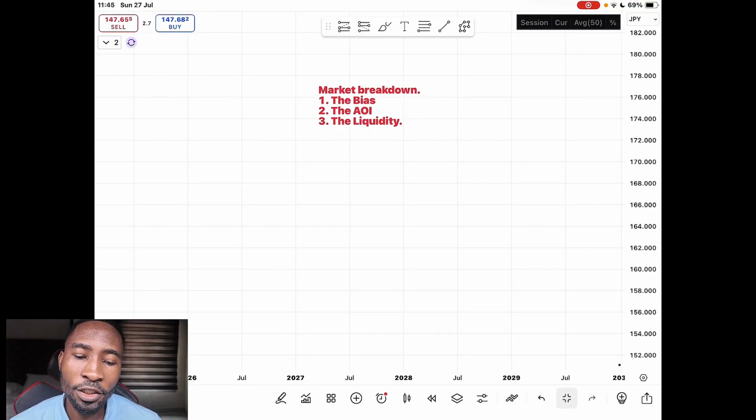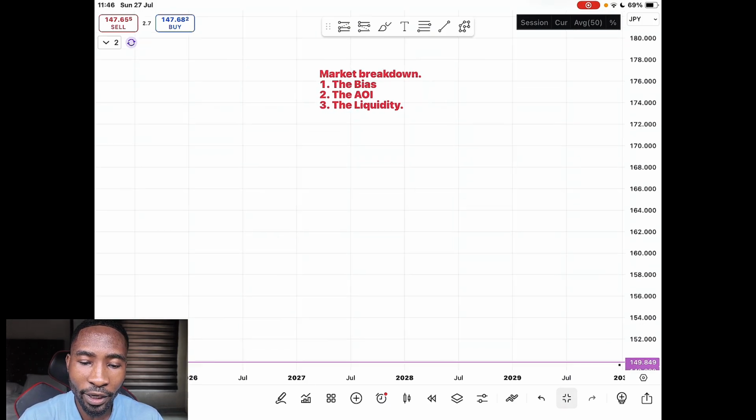Based on my strategy, we just have to follow 3 steps. In order for us to have a breakdown and to know what to do, we need 3 things. We need to know the bias, we need to know the area of interest, and we need to know the liquidity, because these are very key. I'm going to break everything down for you. So first of all, let's talk about bias.